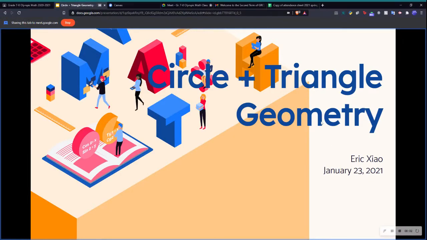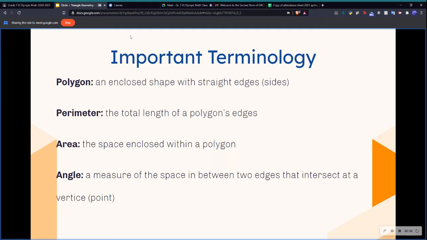Let's move on to the next slide. So before we get started with the nitty-gritties of our topic, I'm gonna review some of this important terminology. Or for those of you who are new to it, that's fine as well. We'll go over each of them in detail.